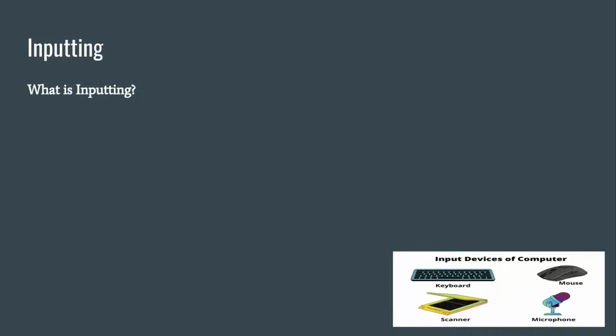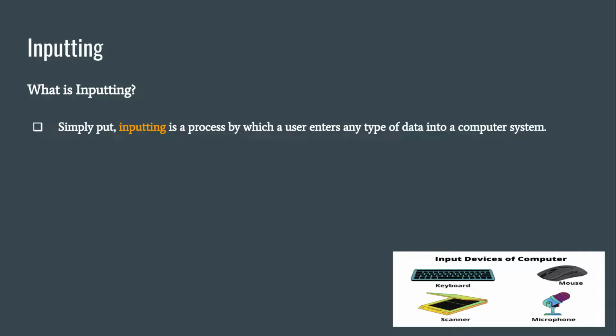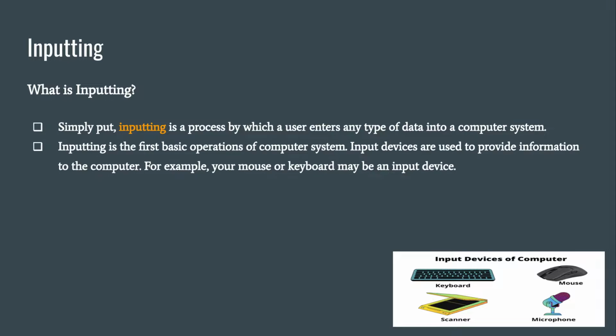What is inputting? Simply put, inputting is the process by which a user enters any type of data into a computer system. Inputting is the first basic operation of computer system. Input devices are used to provide information to the computer. For example, your mouse or keyboard may be an input device.